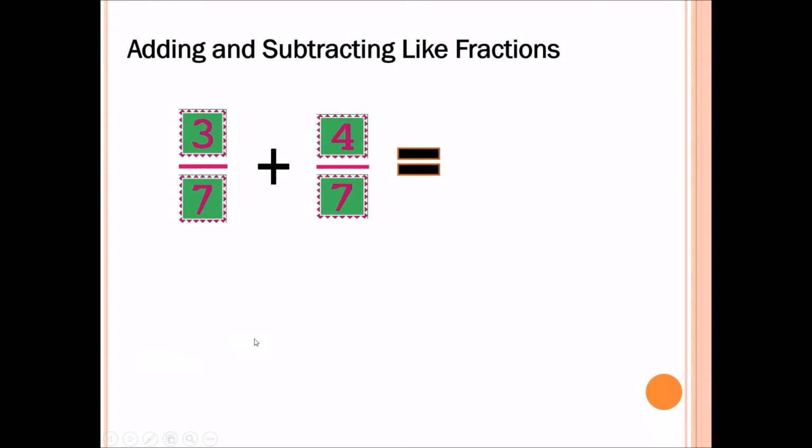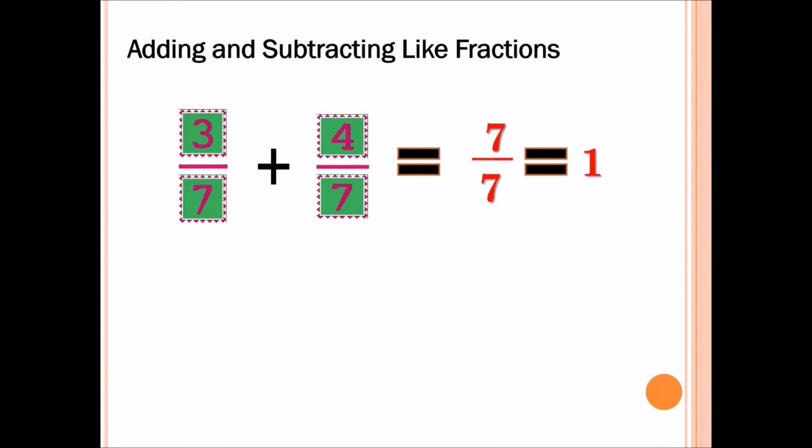In adding or subtracting like fractions, we simply combine the numerators, whether it's addition or subtraction, and we simply copy the denominator. For example, 3/7 plus 4/7. Since the denominators are the same, which is 7, we simply add 3 plus 4, which goes to 7, and our answer is 7/7 or equal to 1.